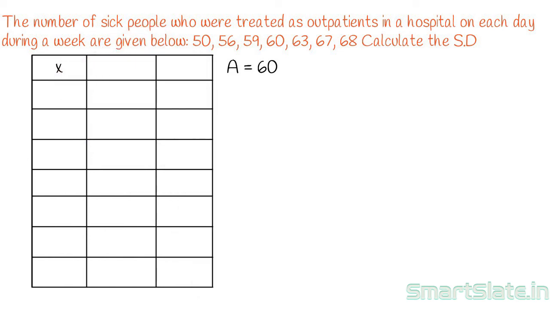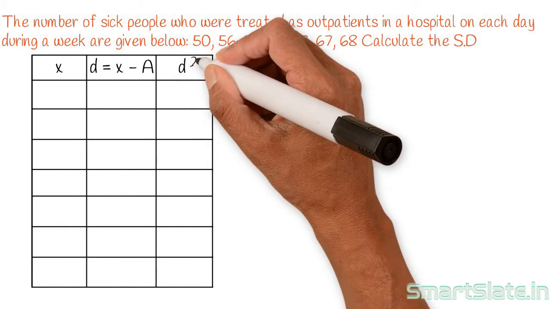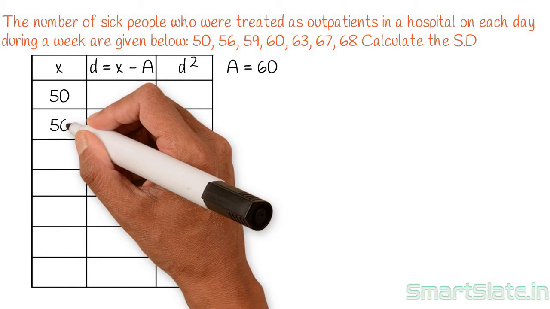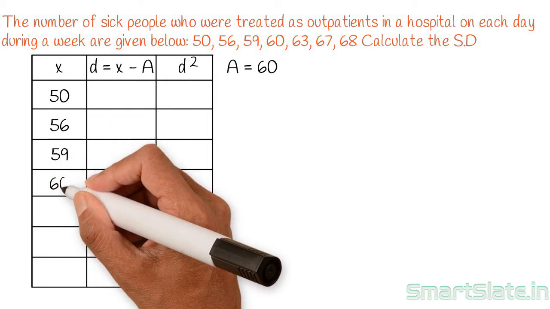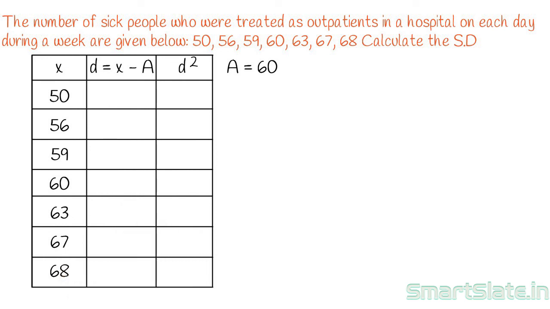Let me prepare a table. This is X, the list of all the scores. This is D, the deviation from assumed mean, which is X minus A, and D square. Given scores are 50, 56, 59, 60, 63, 67 and 68. You have the list of all the scores. Since we assume 60 as mean, find the difference of each of the scores and the mean.